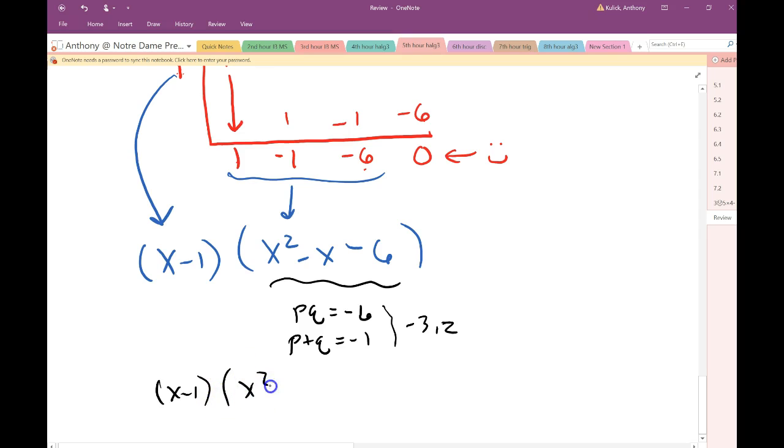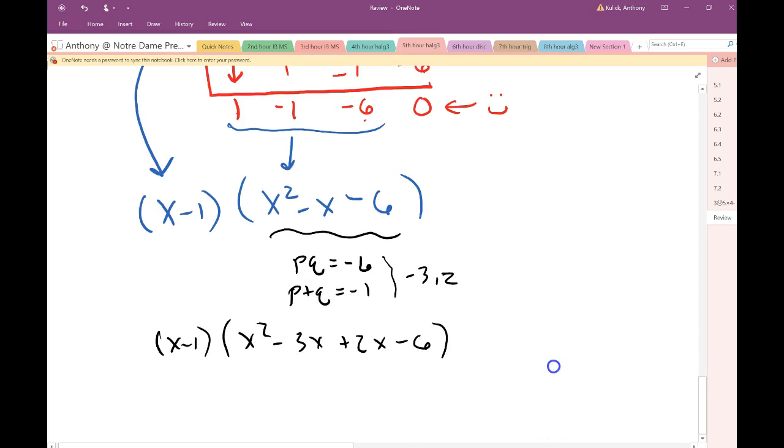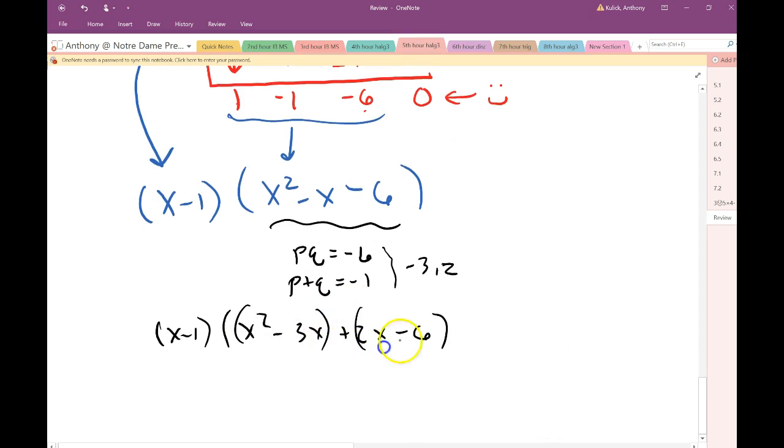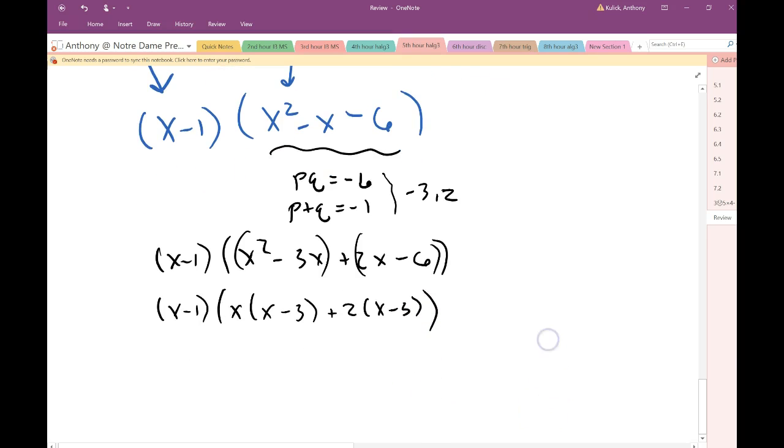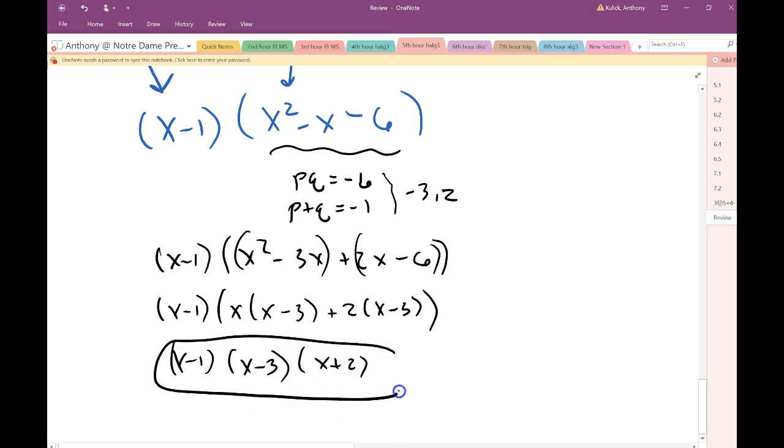So if you wanted to go the long way, you could write this as a grouping problem, although that information there, since the leading coefficient is 1, is enough to take you straight to your answer of x minus 3, x plus 2, if you're like, I don't know, you can do this still too. And since all of those terms are linear now, it's factored completely. Okay with that? Okay.